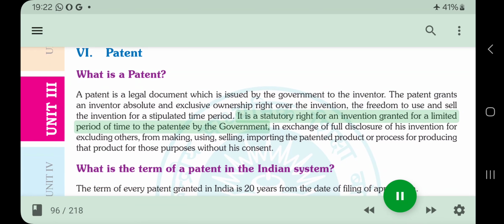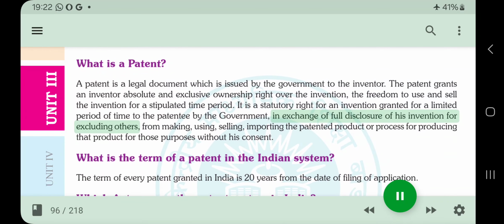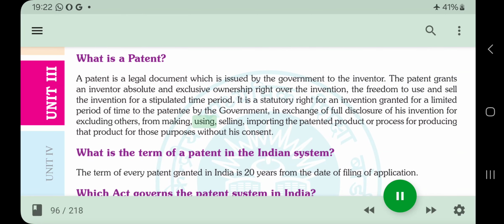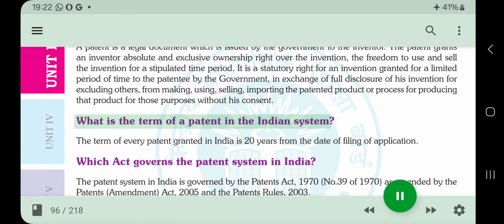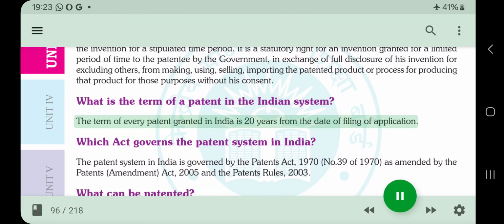It is a statutory right for an invention granted for a limited period of time to the patentee by the government, in exchange of full disclosure of his invention for excluding others from making, using, selling, importing the patented product or process for producing that product for those purposes without his consent. What is the term of a patent in the Indian system? The term of every patent granted in India is 20 years from the date of filing of application.